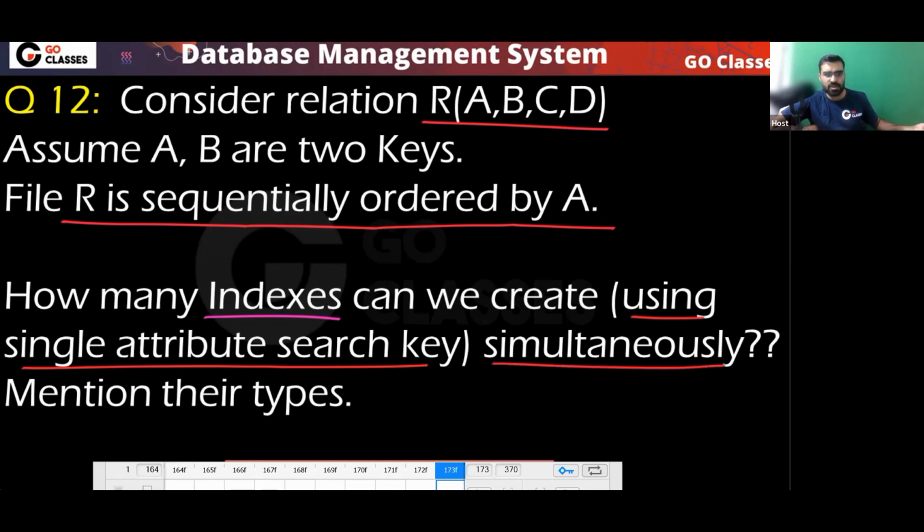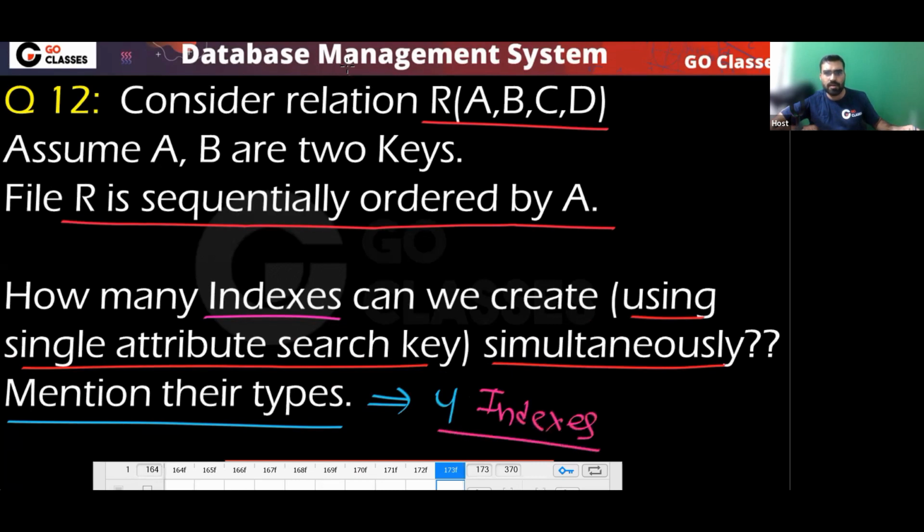This is an interesting question. Mention their types. So how many indexes can you create? 4 indexes you can create, right? On every attribute you can create 1 index, so 4 indexes. There is no problem. Their type will be different.